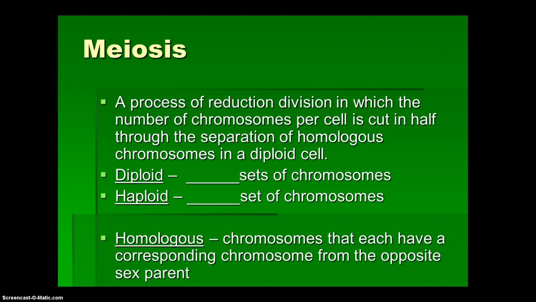A diploid cell is one in which there are two sets of chromosomes, one from the father and one from the mother. Haploid is a term that means there is one set of chromosomes, such as we find in sperm and egg cells, which join to make a 2N zygote. Homologous chromosomes each have a corresponding chromosome, one from mother and one from father.